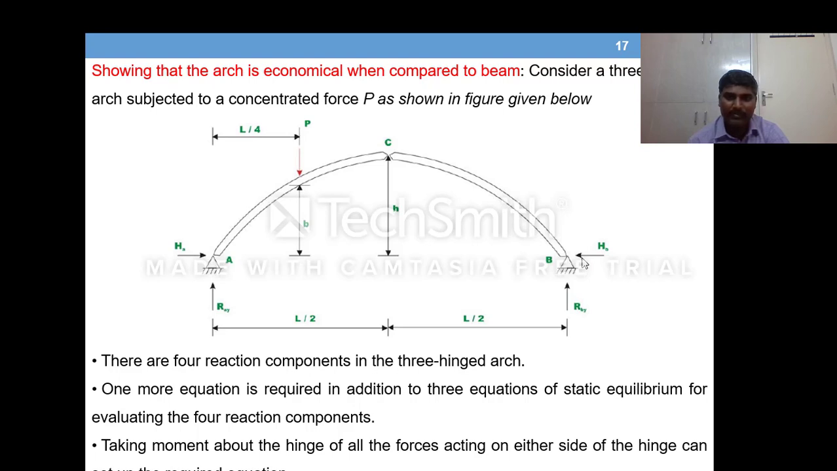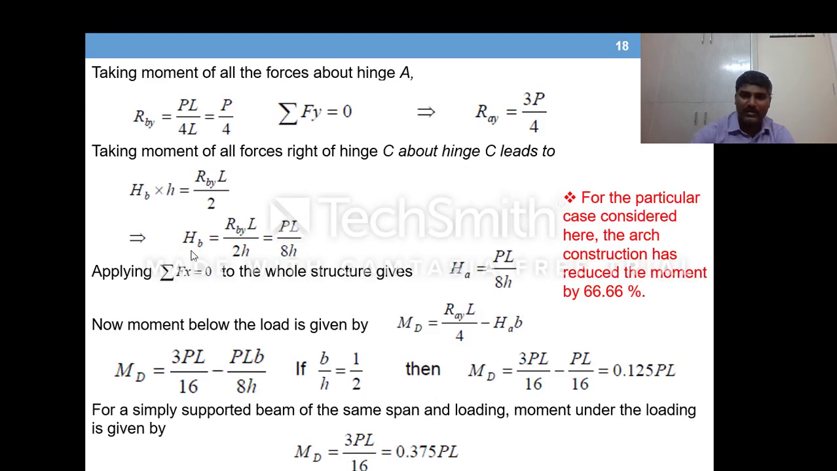If it is a beam, we need bending moment here. So RAY into L by 4. No H will be present when it is a beam. Horizontal reactions are absent when it is a beam. So moment at D, if it is a beam, it is 0.375 PL.